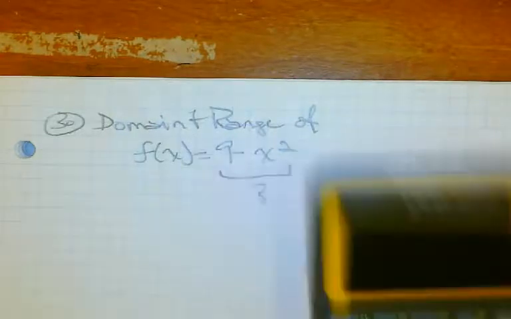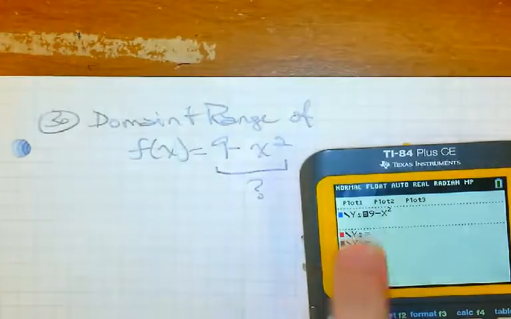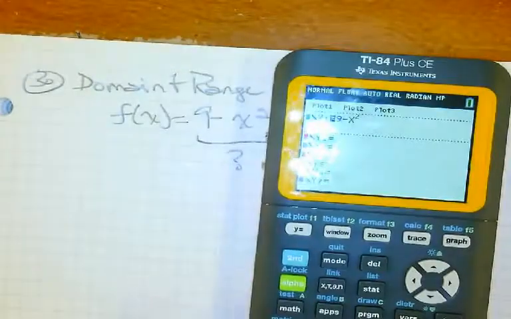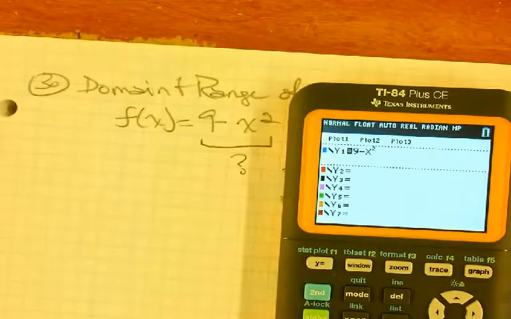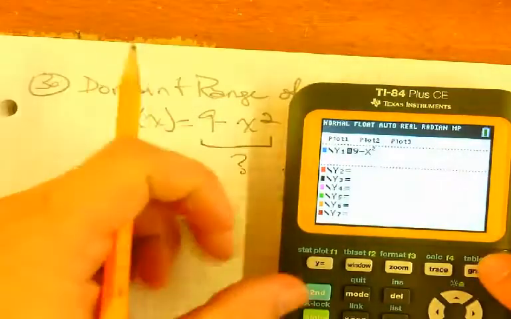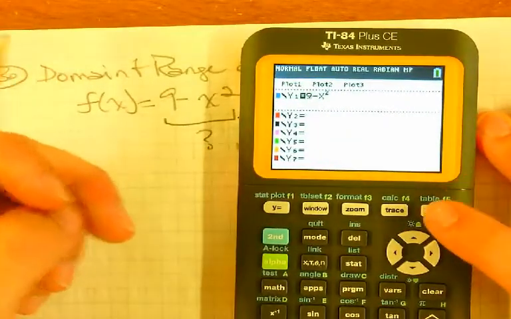So we're going to go over here to your y equals, and put in your equation so that it looks like mine. 9 minus x squared is what you're looking for. Now, before we go to the graph, go to the table first. Come on over here, press second, and then get into your table.